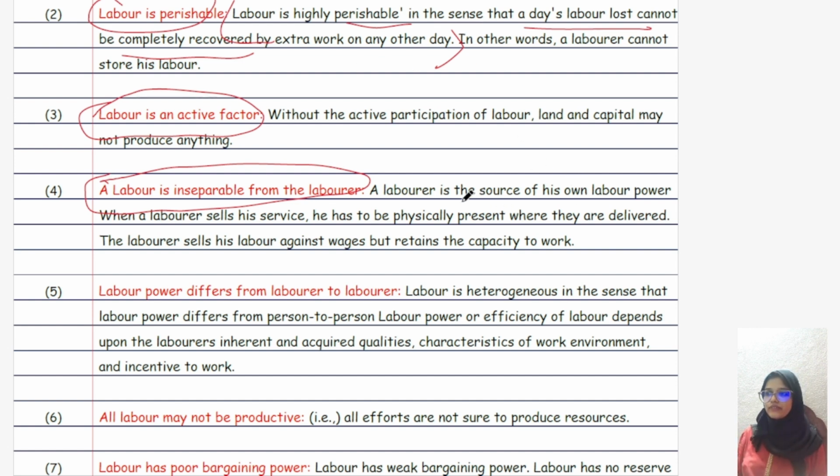So we have the laborer as the source of his own labor power. When a laborer sells his service, he has to be physically present where it is delivered. If I'm producing a good, I have to be physically present there in the factory and produce that. That's why they're saying you cannot separate the labor. Labor is inseparable from the laborer.